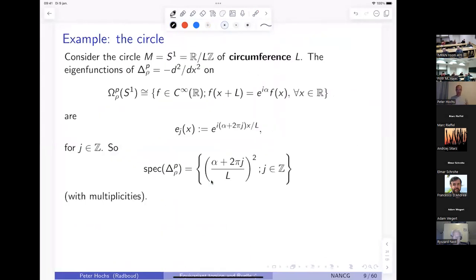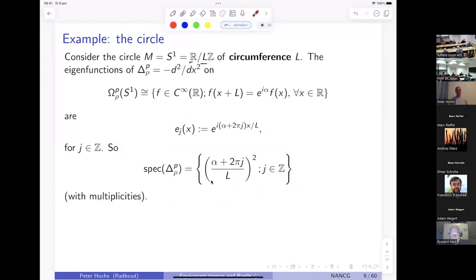Back to my favorite example, the circle. Now I want to indicate the dependence on the metric. So I'm realizing the circle as R mod L times Z instead of R mod Z, and seeing how this depends on L. The Laplacian is then still the same. And the p-forms look like this: smooth functions with this periodicity property. So now we can solve everything. The eigenfunctions look like this. The eigenvalue for this eigenfunction is this. So the spectrum is this, and whenever two of them are equal, we count multiplicity. So we have a very interesting spectrum of this Laplace operator.